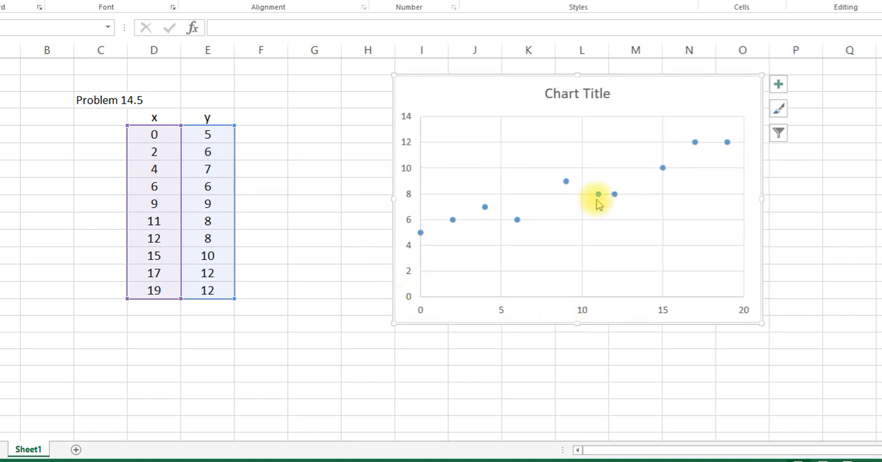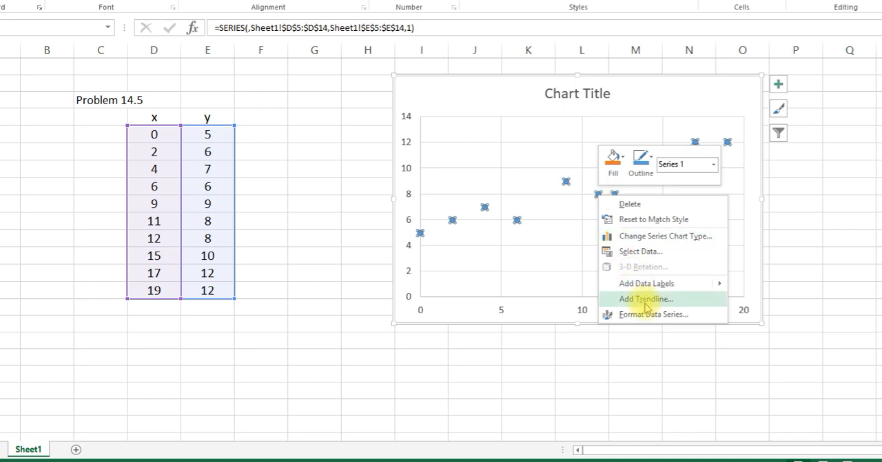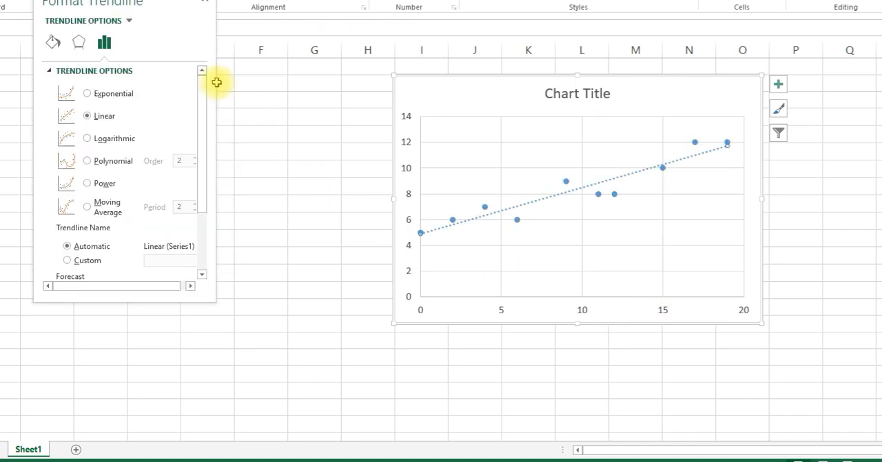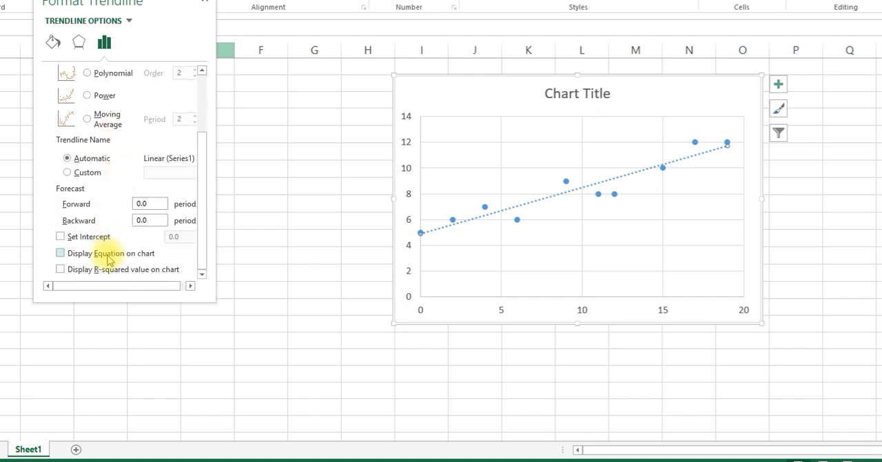x and y, and I know all of you know this. So this way is add trend line, and you can see we have many options: linear, logarithm, polynomial, power, and then you can choose this linear, display equation and display r square.